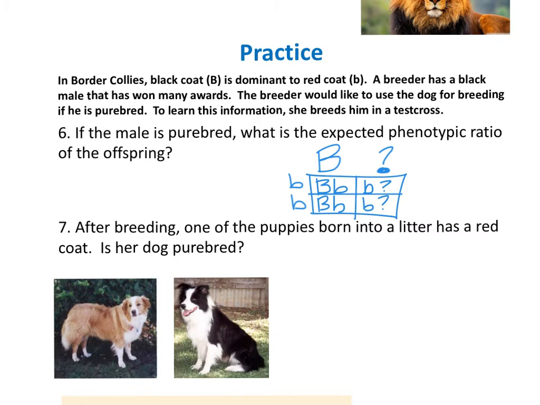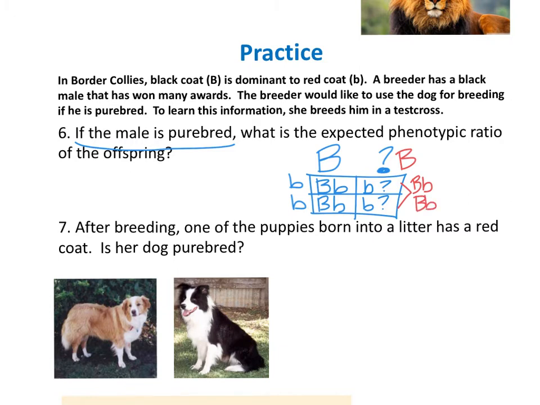Question 6 is asking me, what is the expected ratio if the male is purebred? All right, well, if he's purebred, the definition of purebred is homozygous, so that would mean that these two are both big B, little b.